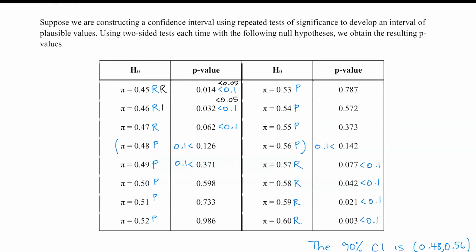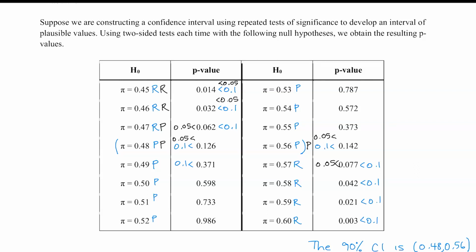So I go back up to the table and I look at the 0.014, and that is less than 0.05, reject. 0.032 is less than 0.05. I'm going to reject 0.46 as not being plausible. But 0.062 is bigger than 0.05. That means 0.47 is a plausible value for pi. 0.126 is bigger than 0.05. This is a plausible value, 0.48, and so on.